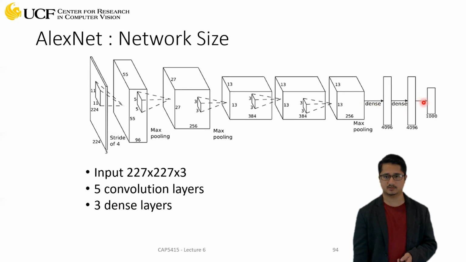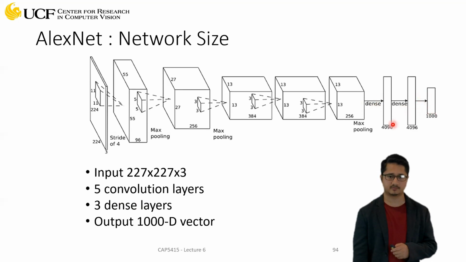Okay, 1, 2, and 3. The third one is the final one. And finally, the output is a 1,000 dimensional feature vector, because we have 1,000 different classes. So we want a 1,000-way classifier. And what will happen is each of those 1,000 values corresponds to one class label. And if that value is high, it means that the network is predicting that particular class. Okay? And all the other values should be low in that case.